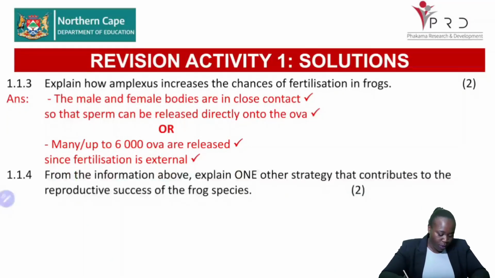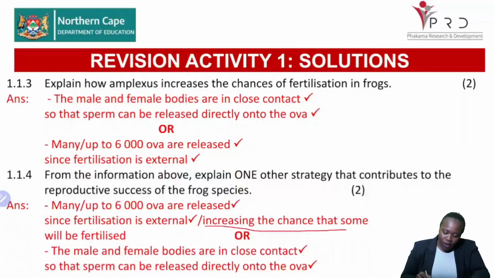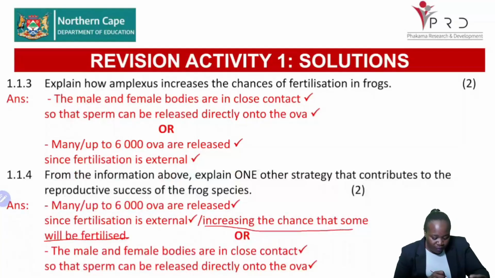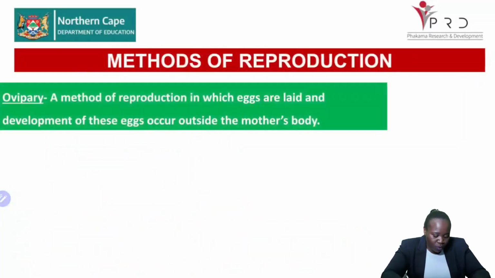Okay, let's move on to 1.1.4. From the information above, explain one other strategy that contributes to the reproductive success of the frogs. Right, so remember the fact that the number of ova produced is large. It means that the chances of fertilization will be increased. So this increases the chances of some of the ova to be fertilized. And then again, the fact that the bodies of these two are in close contact allows for the sperm to reach the ova quickly, as the sperm cells are going to be released directly onto the ova.